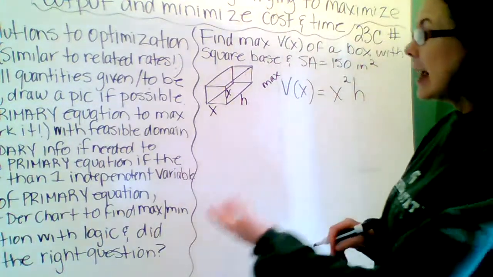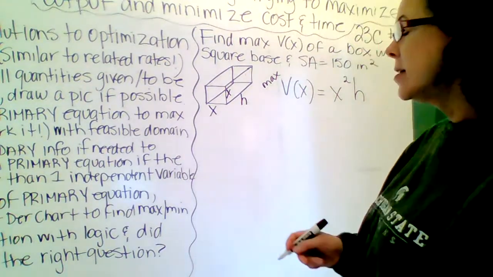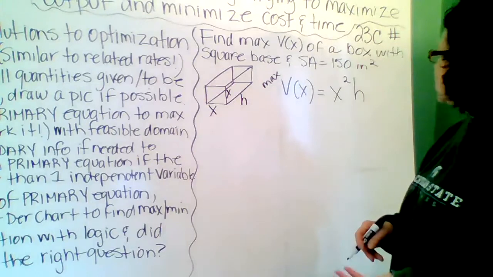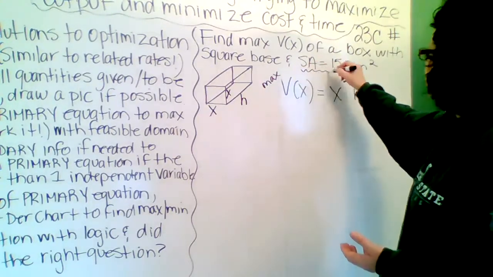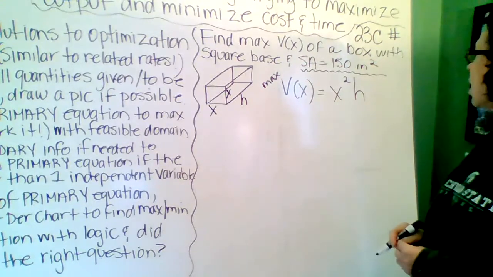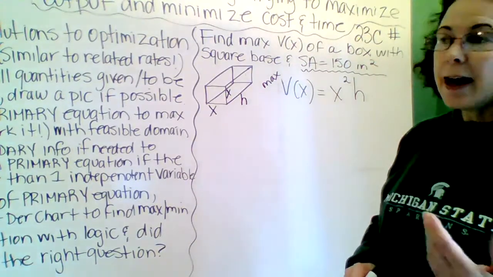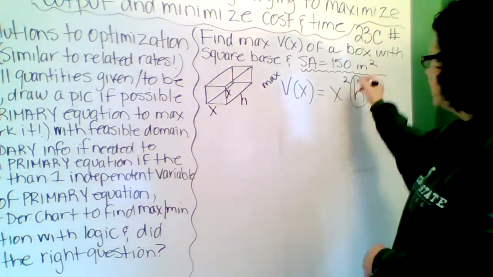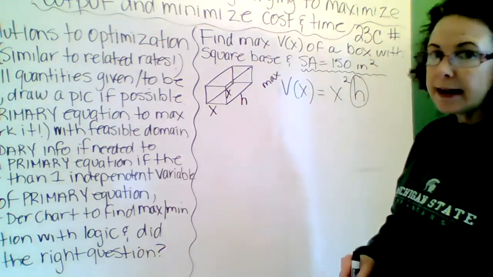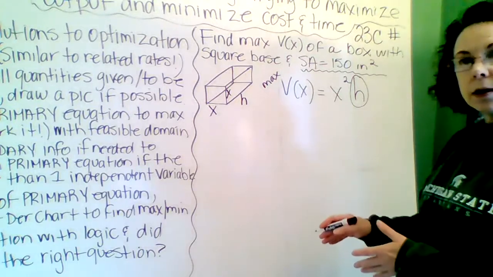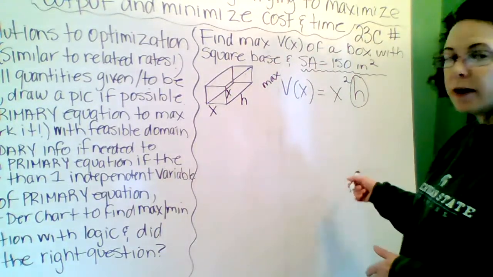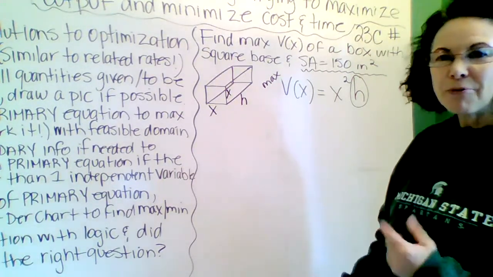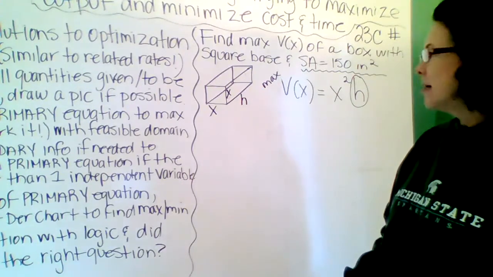Now, secondary information: I need to substitute into the primary equation if there's more than one variable. Notice they did give me secondary information, that the surface area is 150 inches squared, and I'm going to use that information to substitute in for h so that I'm only working with x's. This is going to take a little bit to get that h, and then we'll rewrite our volume equation and start from there. You may see some erasing, so write with me so that you get what I end up erasing.